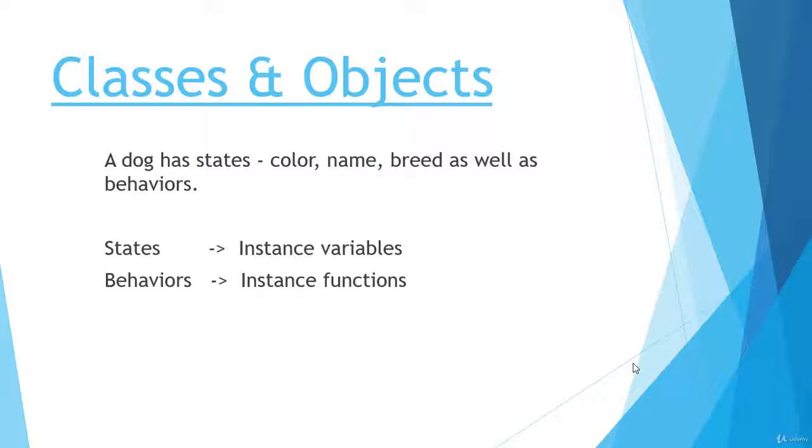Now what are the states here? The states are color, name and breed. Now these states are the instance variables in a class, and what are the behaviors? Behaviors are the instance functions in a class. You can better understand it when we write our code for our class. So let's create our code for a class in NetBeans.